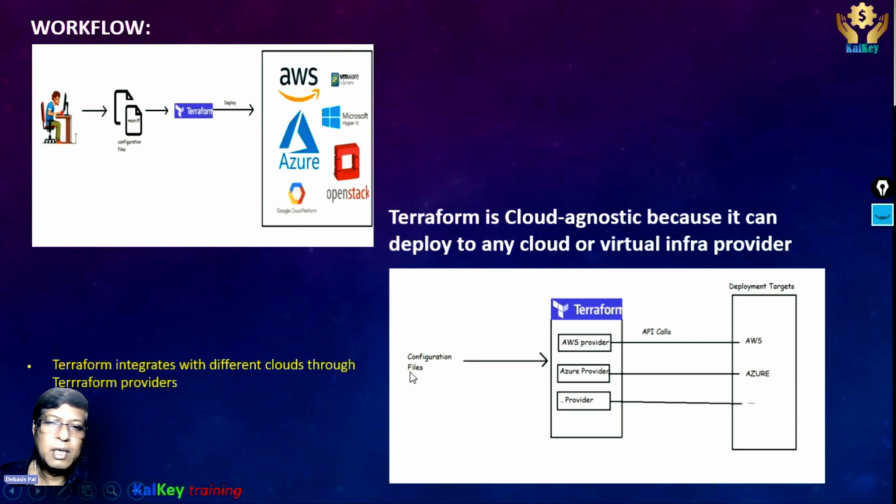So you just have to write the declarative configuration files and call the appropriate API calls through the provider, that is the plugins, whether the plugins are from AWS or Azure or any other provider. So the API calls will go to the respective cloud. Terraform integrates with different clouds through Terraform providers. Terraform is cloud agnostic because it can deploy to any cloud or virtual infra provider.